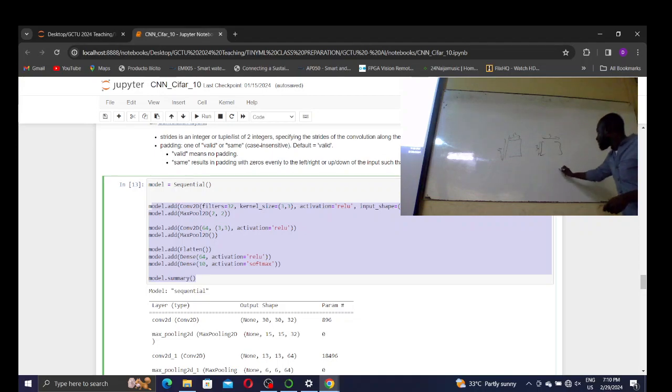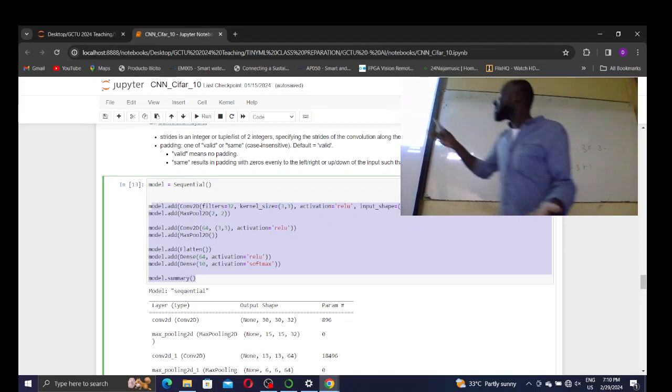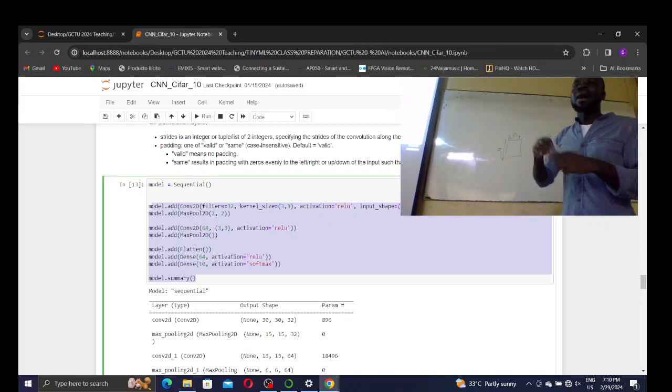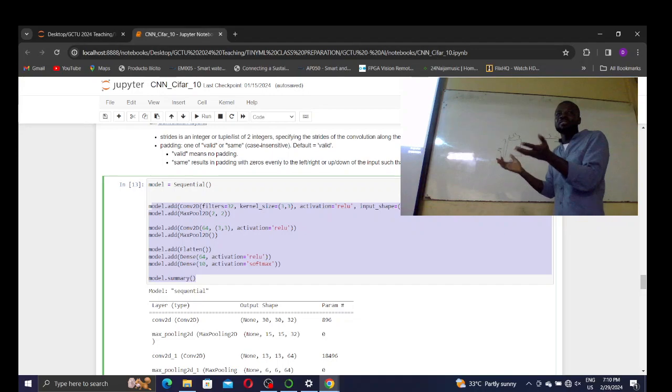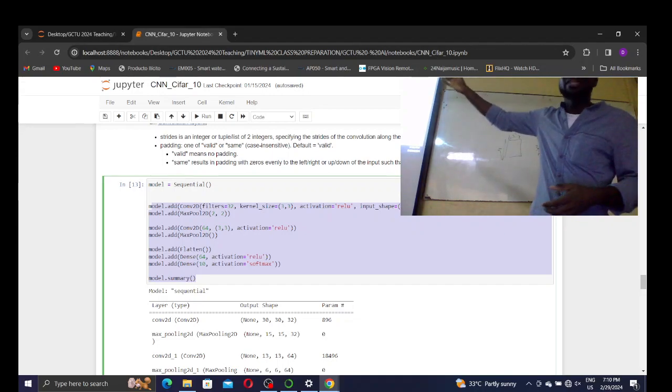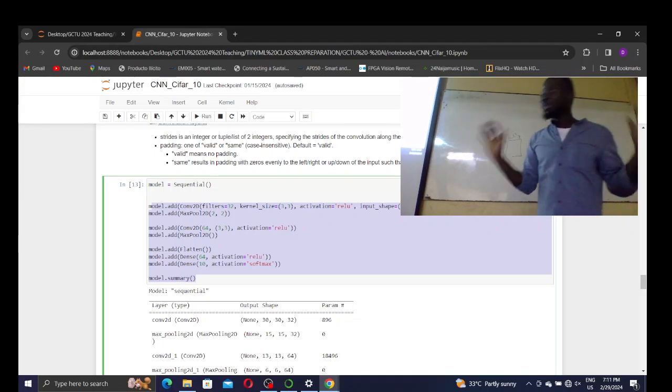So the output shape will be 32 minus 3 plus 1, which is 30. 30 by 30. Remember this one. But there are 32 filters, and each filter generates a completely different image. So it should be 30 by 30 by 32. That will be the output shape. You see how easy that is.